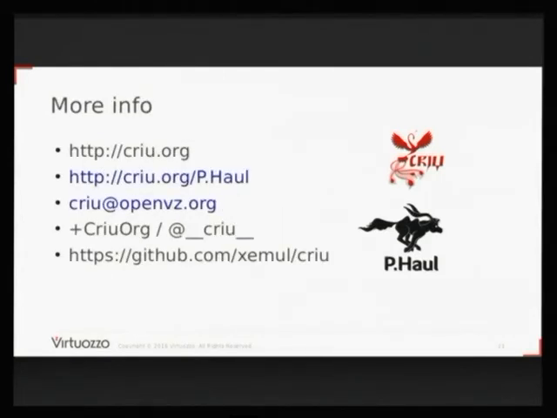Both processes are open source. The main entry point is the criu.org website. It's a wiki. There is a category called P.Haul where we collect all the live migration related stuff. If you want to participate, join our mailing list. It's criu@openvz.org. We put news on the Google Plus page and on Twitter, and the source code sits on GitHub.